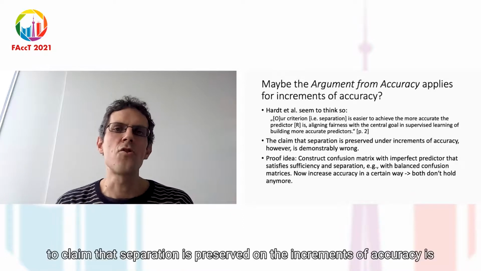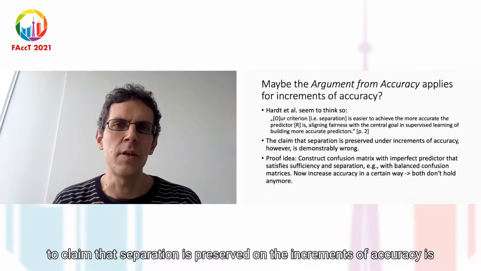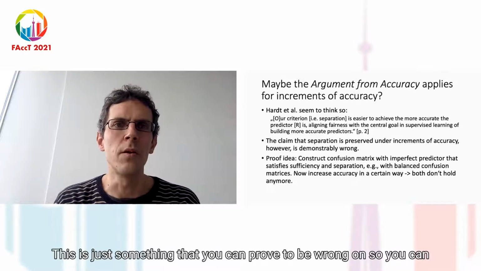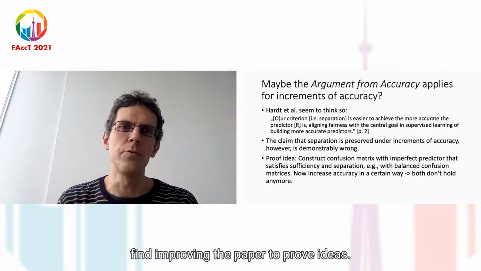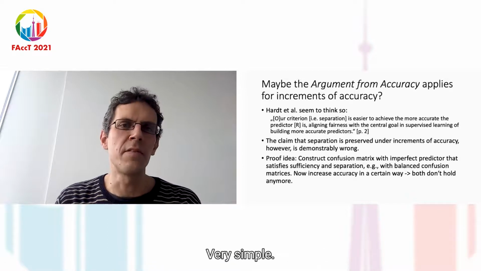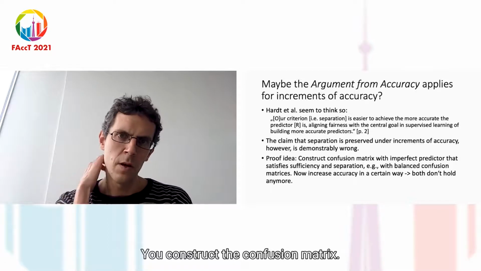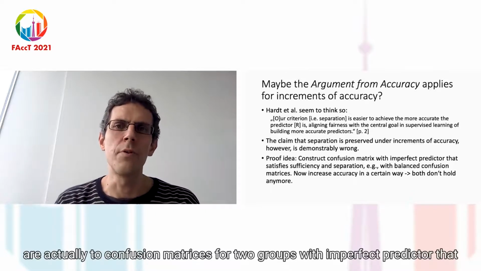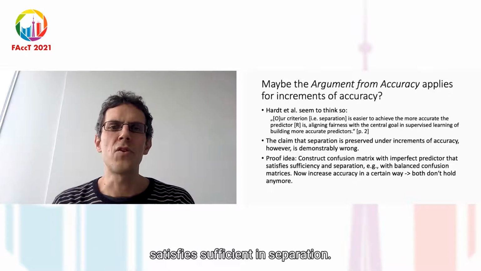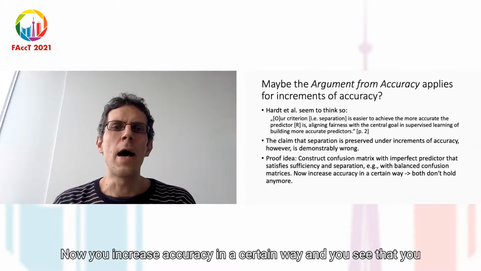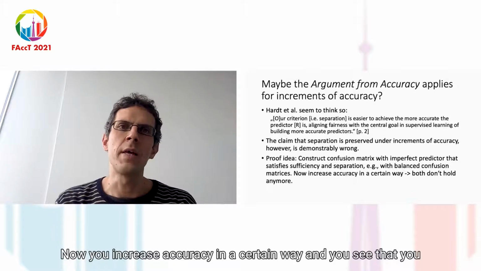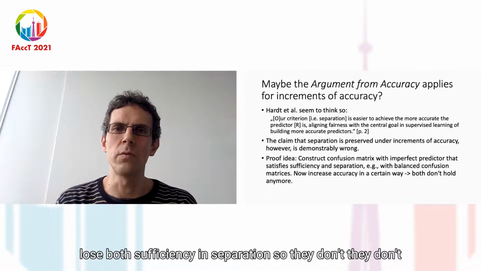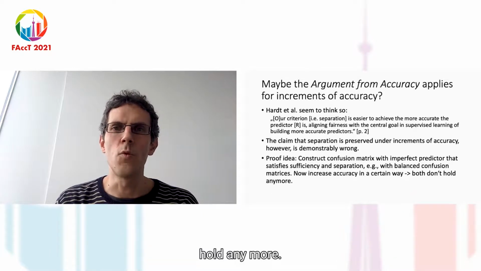However, the claim that separation is preserved under increments of accuracy is demonstrably wrong. This is just something that you can prove to be wrong. And so you can find the proof in the paper. The proof idea is very simple. You construct a confusion matrix, or actually two confusion matrices for the two groups with an imperfect predictor that satisfies sufficiency and separation. And now you increase accuracy in a certain way, and you see that you lose both sufficiency and separation, so they don't hold anymore.